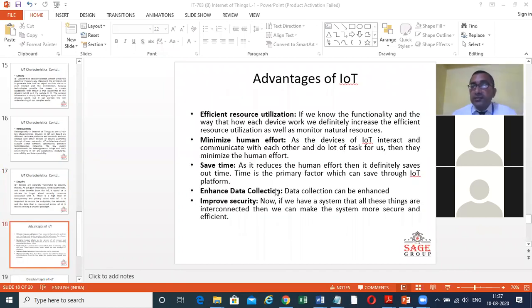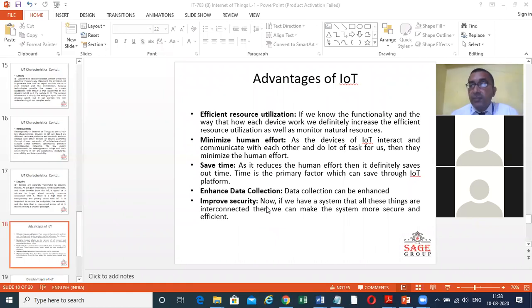Next, advantages. Advantages are simple: efficient resource utilization, minimized human effort, saving time, enhanced data collection, and improved security. These are the main advantages of the IoT. Efficient resource utilization depends upon the IoT. We can achieve it with the help of the IoT.